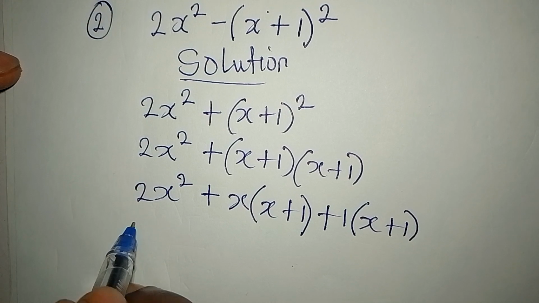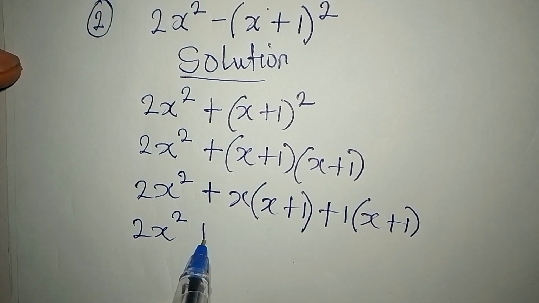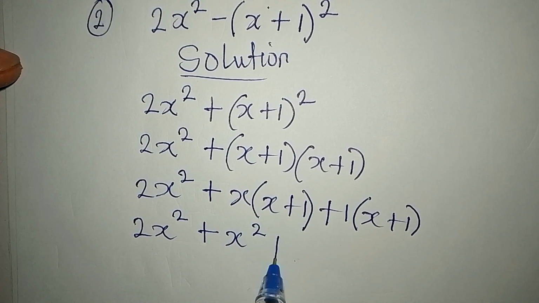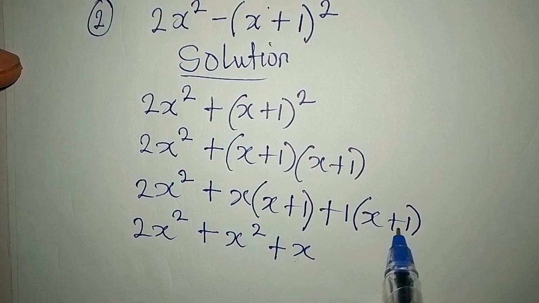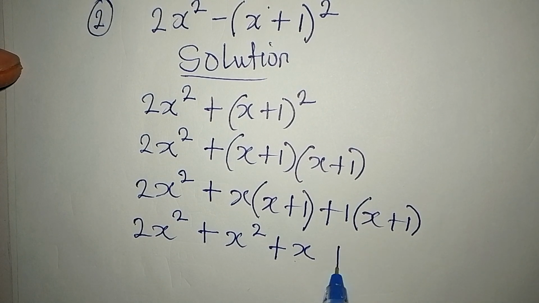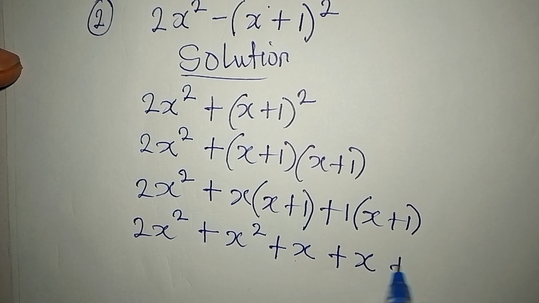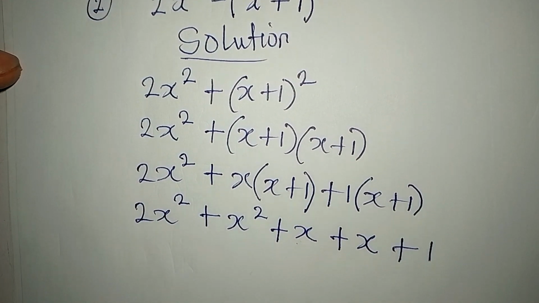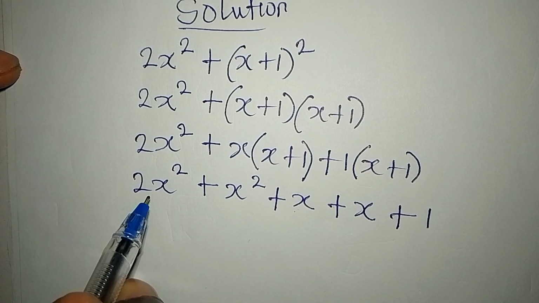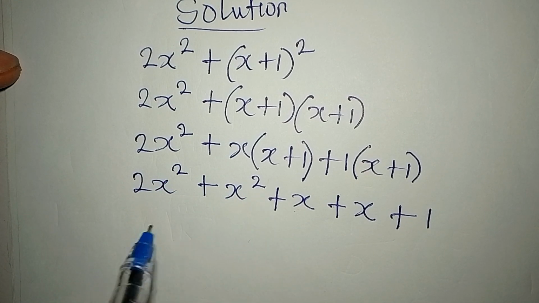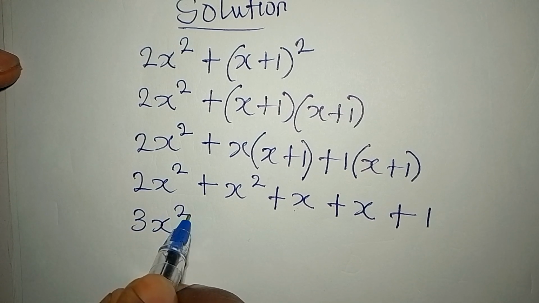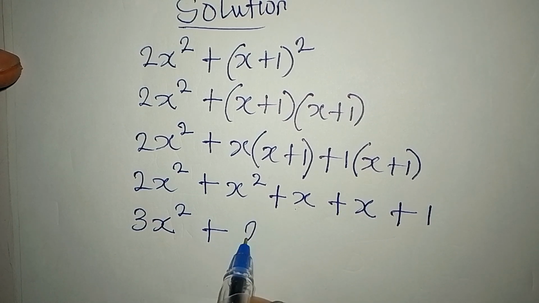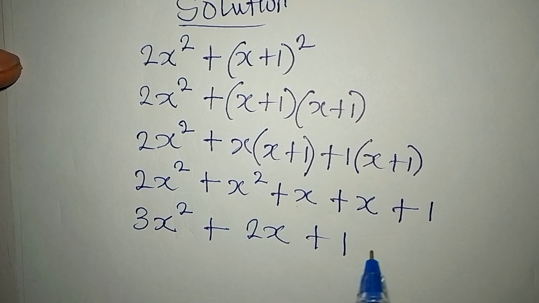Okay, now we have 2x squared, then plus x times x will give x squared, then x times 1 will give us plus x. Then we go over to this, 1 times x will give us positive x, then plus 1 times 1 will give us 1. Okay, I believe this is understandable. So now we can add 2x squared plus 1x squared, and that will give us 3x squared. Then plus, here we have x plus x, that will give us 2x. Then we have plus 1.